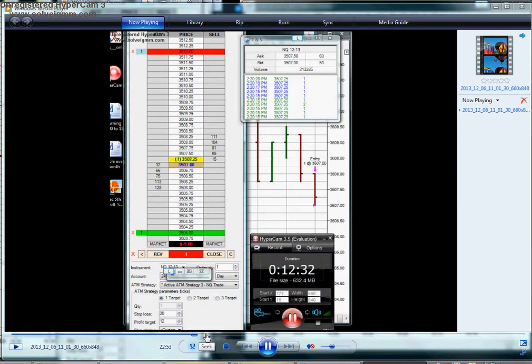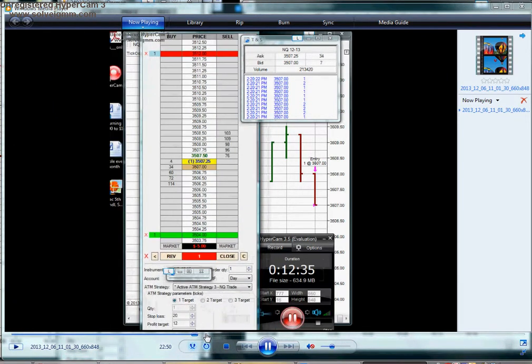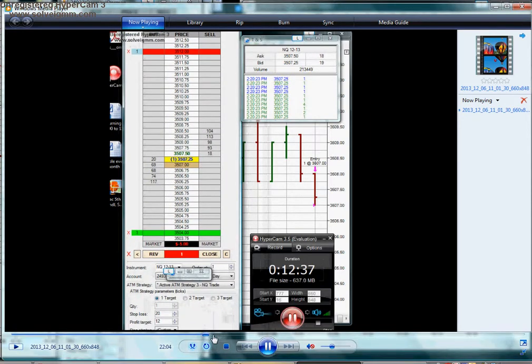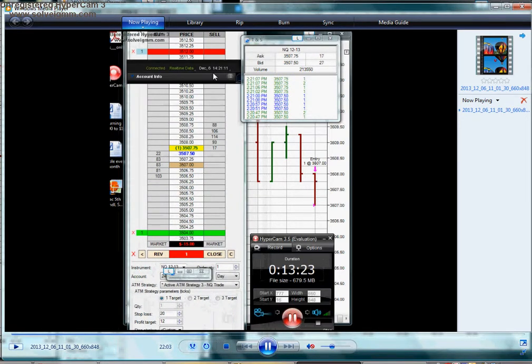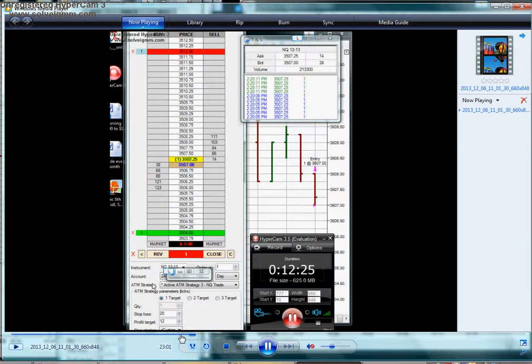Let's see. Yes, it's 2:21, December 6th. I got in the trade right here. It's kind of going against me a little bit. See, what time did I get in this trade again? It was about 2:20 when I got in.